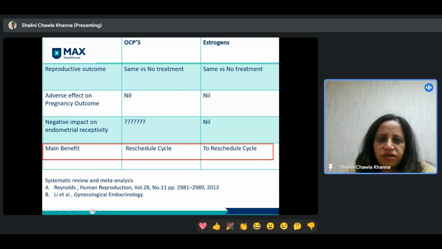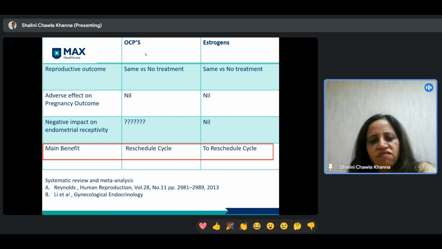Another important reason why OCPs were so much against, and why the literature came out saying that you should not be using birth control or OCPs, is that they suppress both the FSH and the LH. This suppression of the LH does have a negative impact on endometrial receptivity.